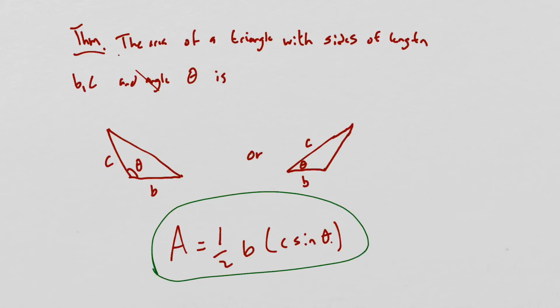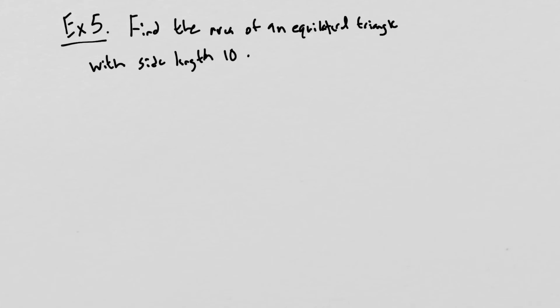Let's find the area of an equilateral triangle. Let's sketch the information that we're given. We have an equilateral triangle, which means each angle is 60 degrees here. And we're also given that each side has length 10.